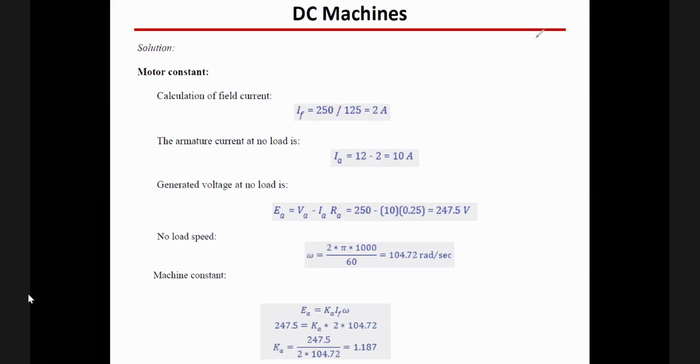So any question regarding this? And you have the answers here in the slides. And the K will be 1.18.